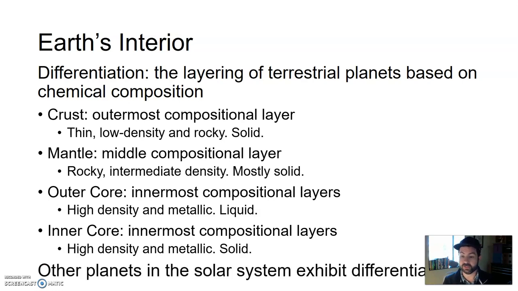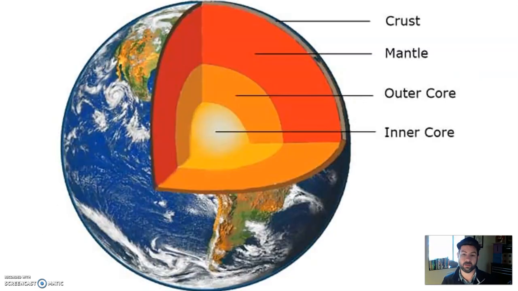Other planets in the solar system exhibit differentiation as well. Maybe not the same layers, not the same material, but they're also differentiated. So here you go. You've got that thin crust, just a very thin little layer. Everything that we exist on and we know of has existed on this thin little layer. Below we have the mantle, which makes up the biggest volume of Earth. Again, mostly solid. Then the liquid metallic outer core and the solid inner core.